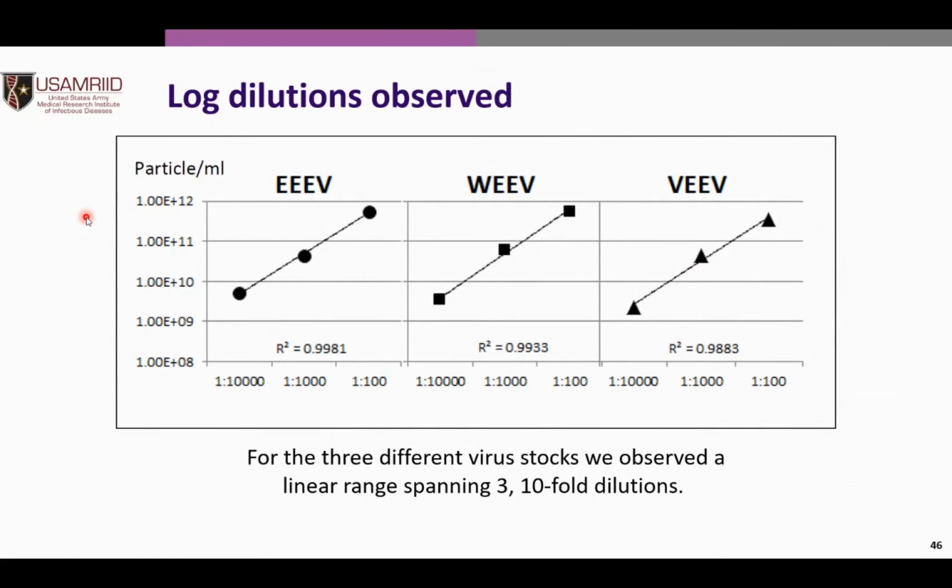And this is just an example of 3 different strains of alphaviruses we used, where we ran a dilution series and counted them using our electron microscopy method. We were able to get a linear range between 1e9 and 1e12. So that's a pretty good indicator that we are getting accurate quantifications. If you're not seeing that linear change as you dilute your sample, then that's a pretty bad sign for the quality of your quantification.